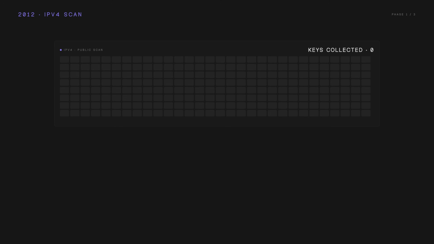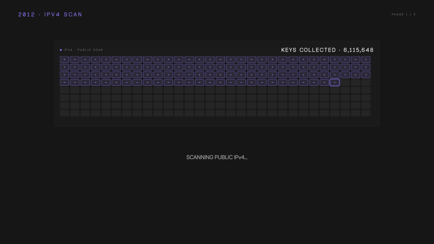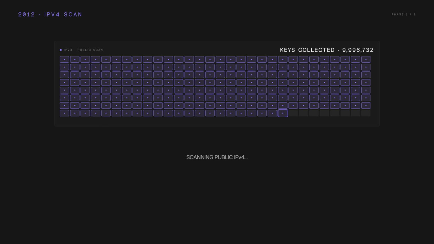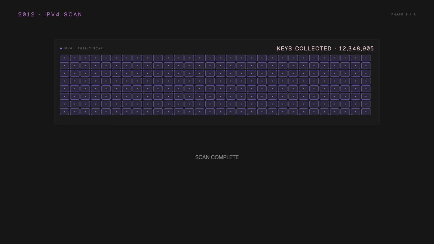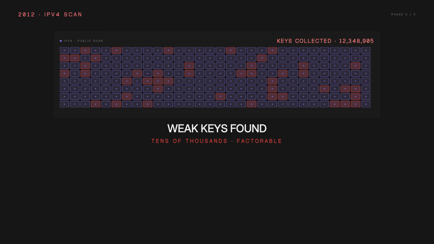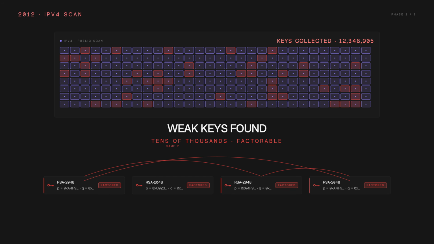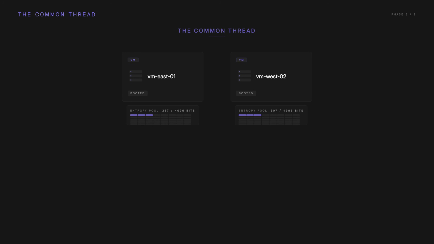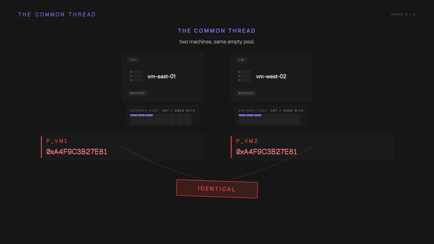In 2012, a group of researchers scanned the entire public IPv4 internet and collected every TLS and SSH key they could find. They discovered that tens of thousands of servers were using RSA keys that could be factored, and an even larger number shared keys with other servers. The common thread was that many of these keys had been generated on freshly provisioned VMs or embedded devices that simply didn't have enough entropy when they booted. Two machines, starting from nearly identical empty pools, had produced nearly identical random primes.